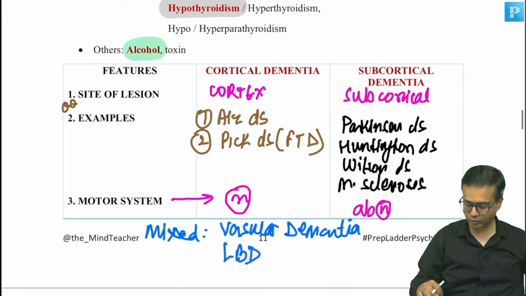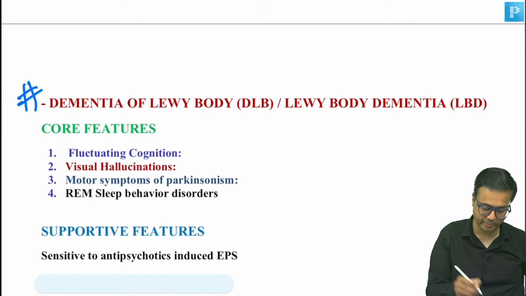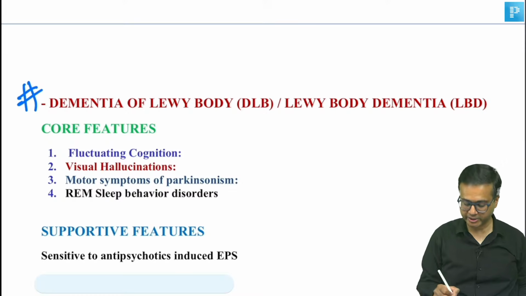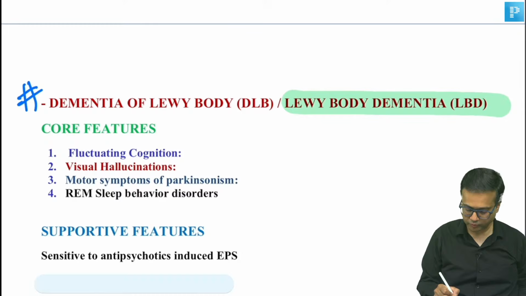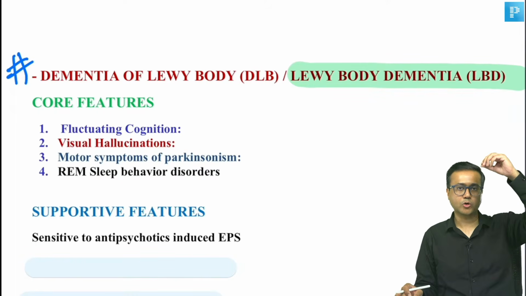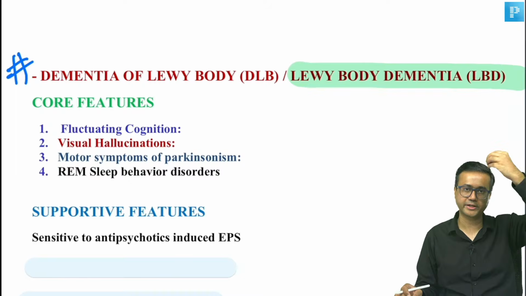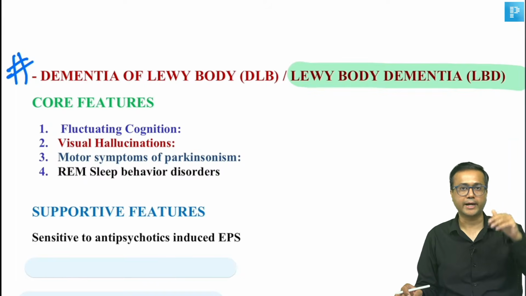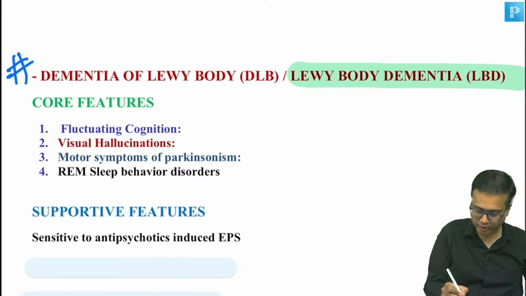I'll discuss now one of the very important causes, and this is a very important topic. Let's discuss some important points about Lewy body dementia. See, there are 4 core features in Lewy body dementia. As we discussed, the cortex and the subcortex are getting involved. So if the cortex is involved, I'll say cognitive functioning is getting affected, and if the subcortex is involved, we can say motor features. So there are 4 core features which you can remember with the mnemonic CVMR.